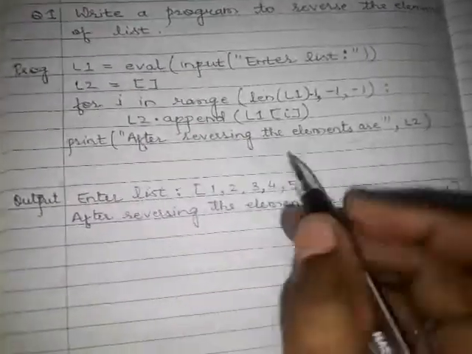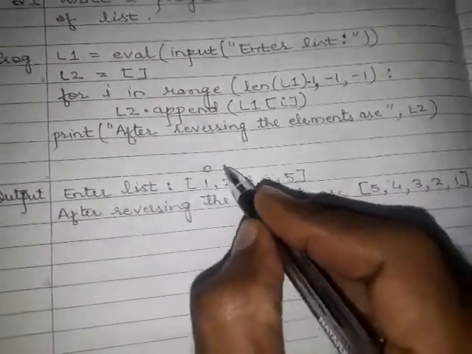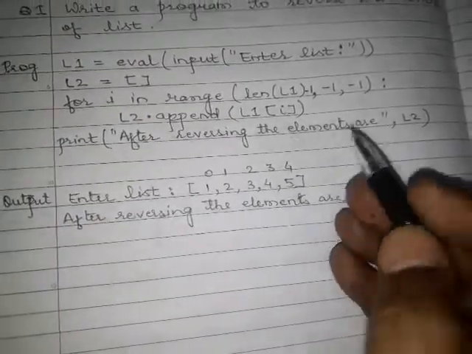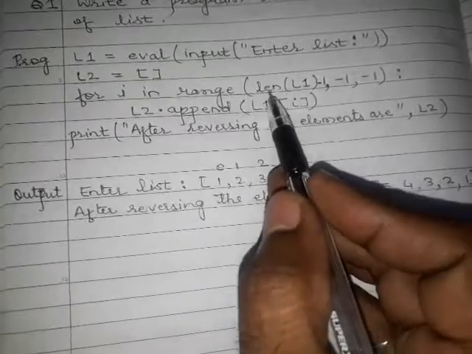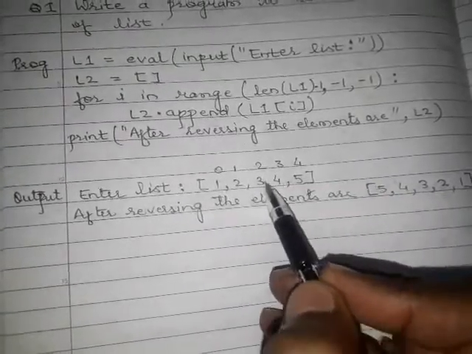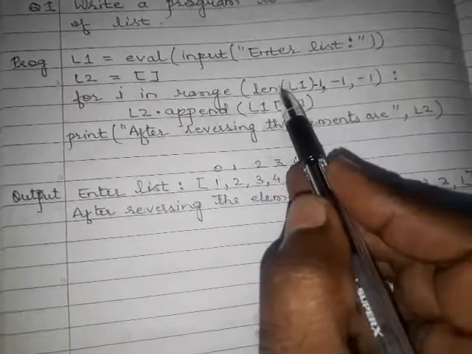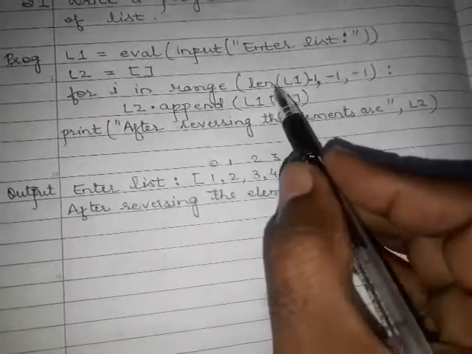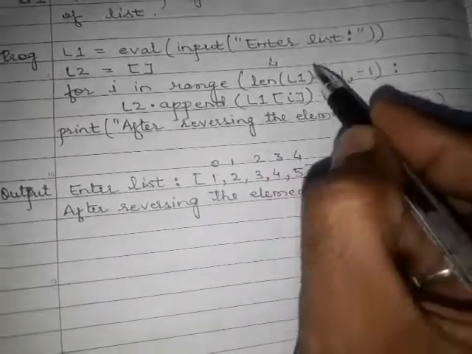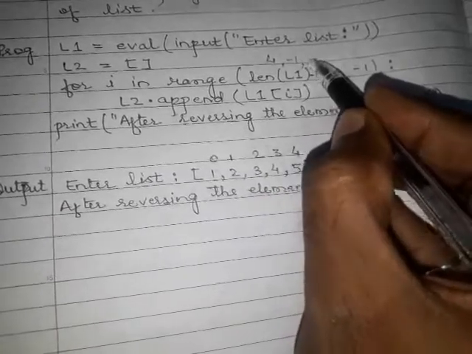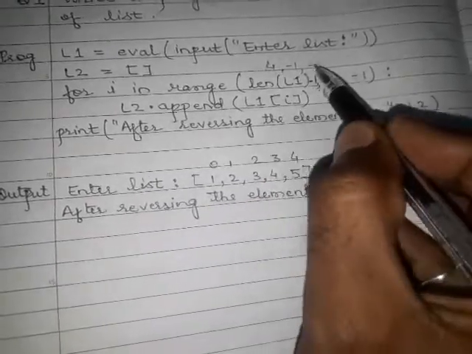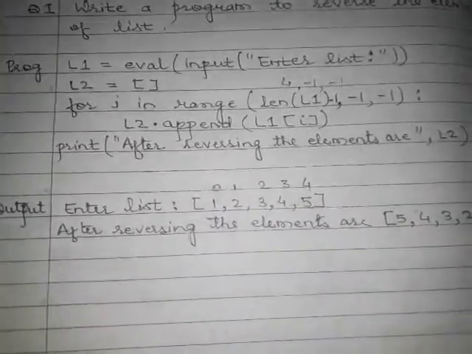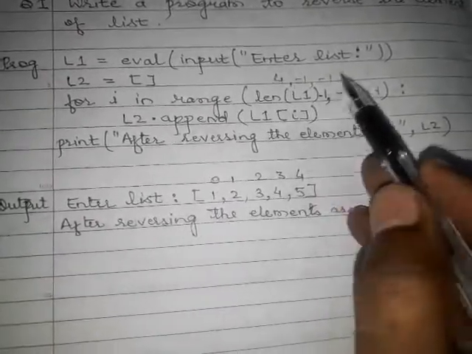First, L1 has index 0, 1, 2, 3, 4. The length of the list is 5, for elements 1, 2, 3, 4, 5. So here, 5 minus 1, the range function will start from 4: 5 minus 1, 4, comma, minus 1, minus 1. This logic will in turn convert the list from the last element to the first element. We will traverse our list from the last element to the first element. This is the main logic.